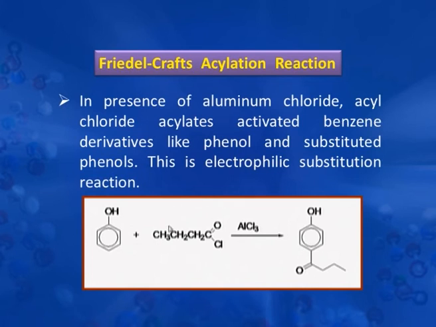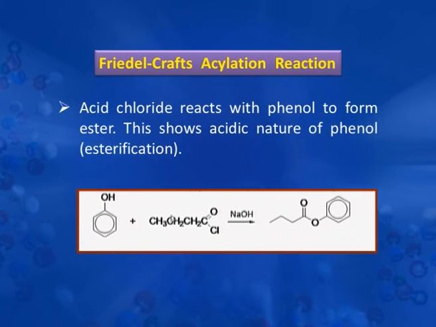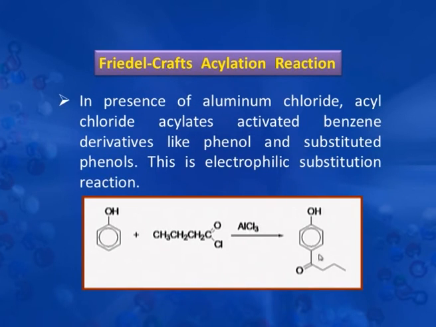Now, if the same molecule, butanoyl chloride, is treated with phenol in presence of sodium hydroxide, then there is formation of an ester. We have actually discussed this esterification reaction in the beginning of this presentation, and the formation of ester by the reaction of acyl chloride with phenol is the reaction due to the acidic property of phenol. Here, the reaction in which acyl chloride is treated with phenol in presence of aluminum chloride is an example of an electrophilic substitution reaction, that is, a Friedel-Crafts acylation reaction.